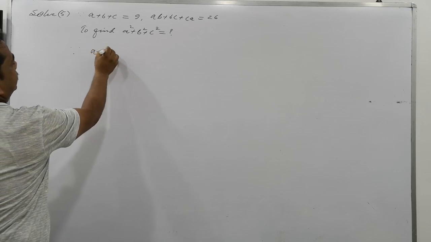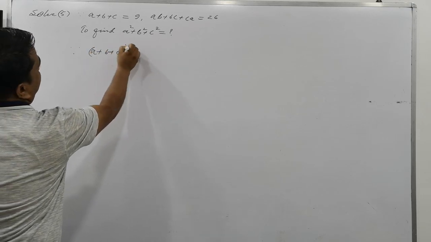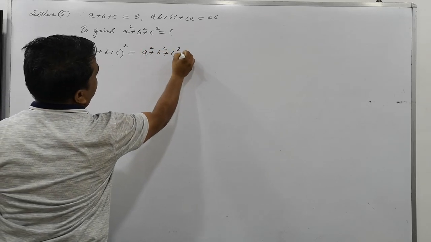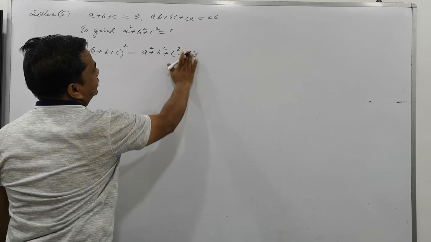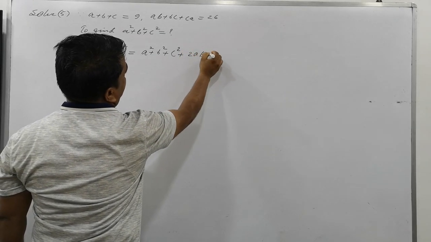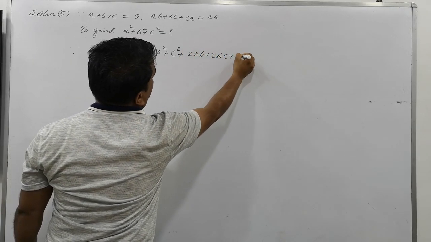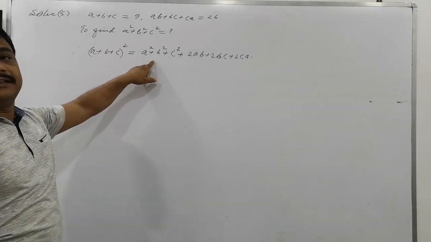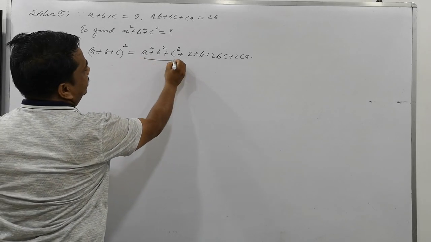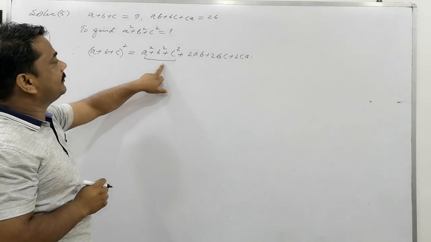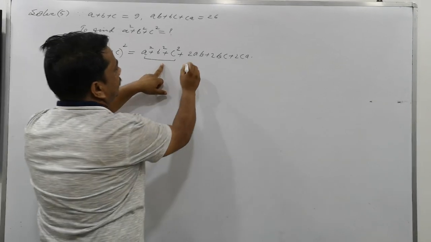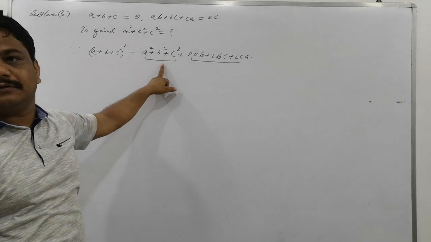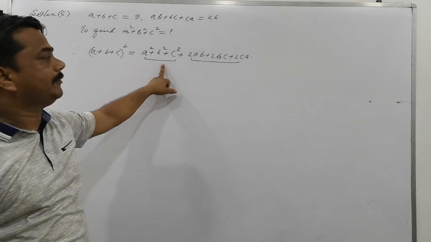A plus B plus C whole square is equal to A square plus B square plus C square plus 2AB, twice AB plus twice BC plus twice CA. Is that clear? You may see here the sum of squares is given, and here is the sum of the products of the two taken at a time.